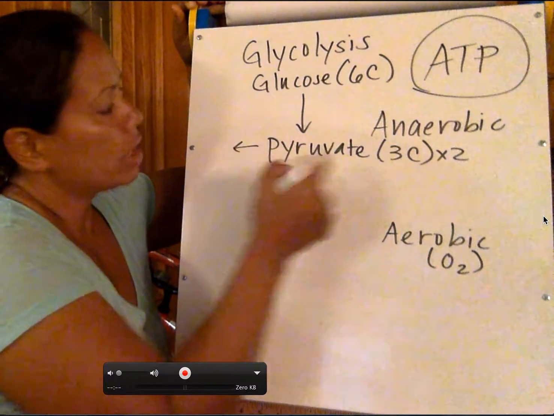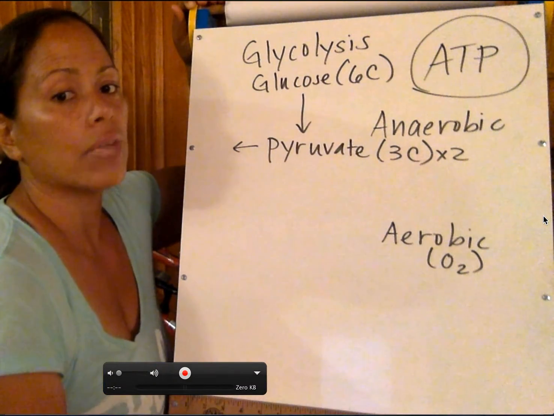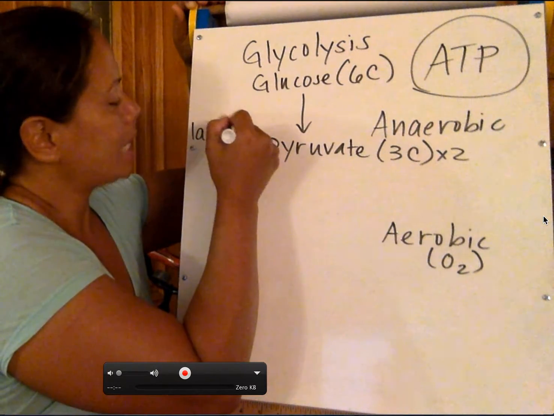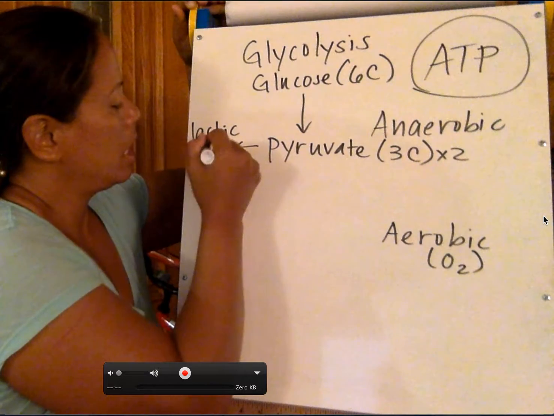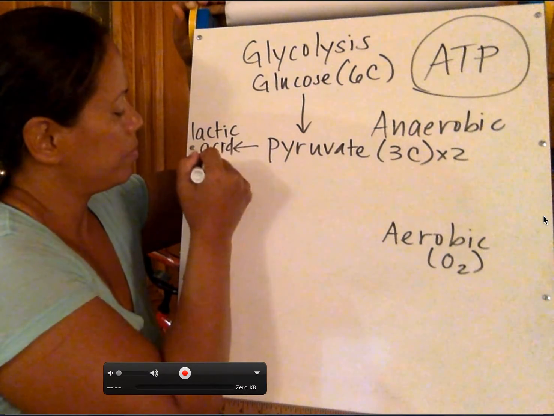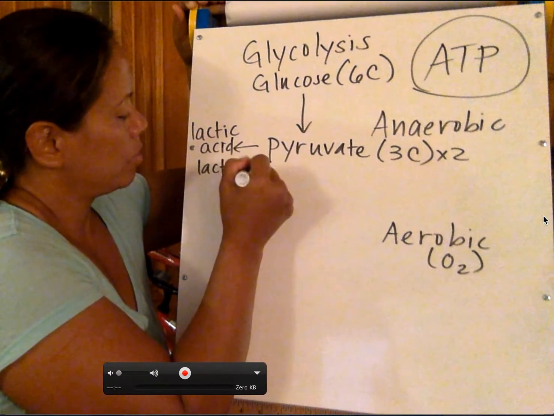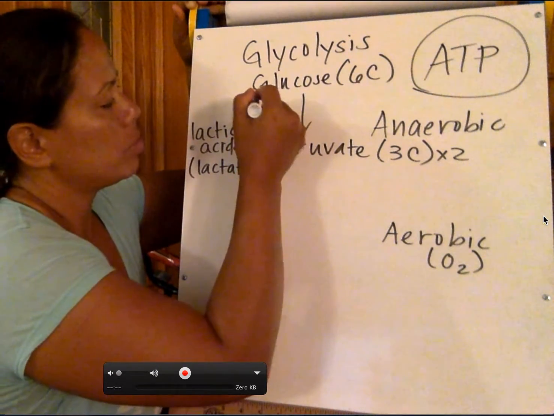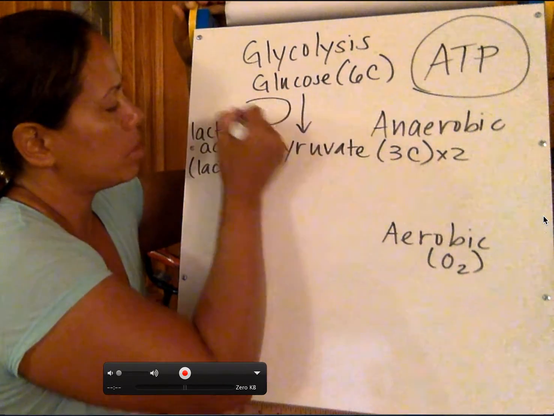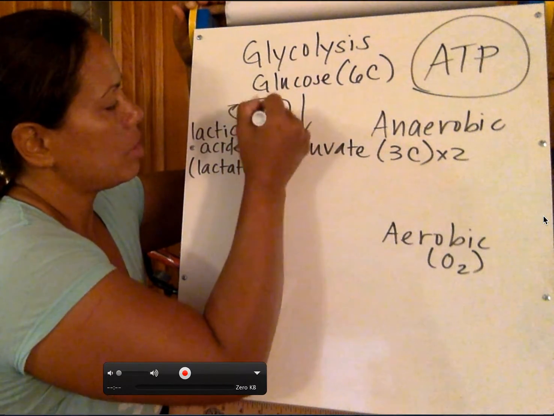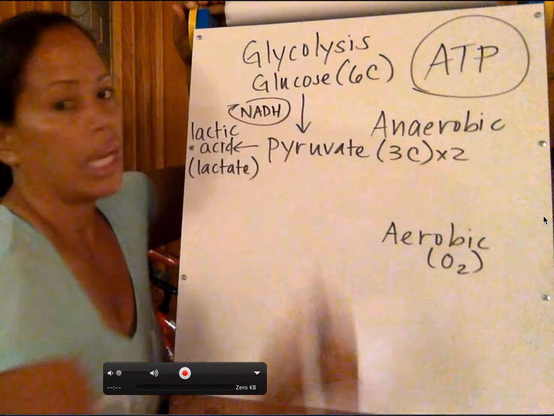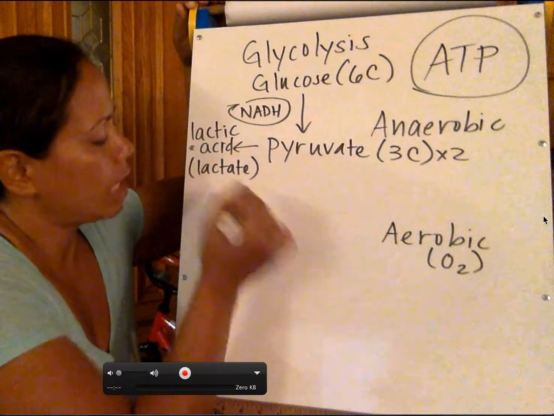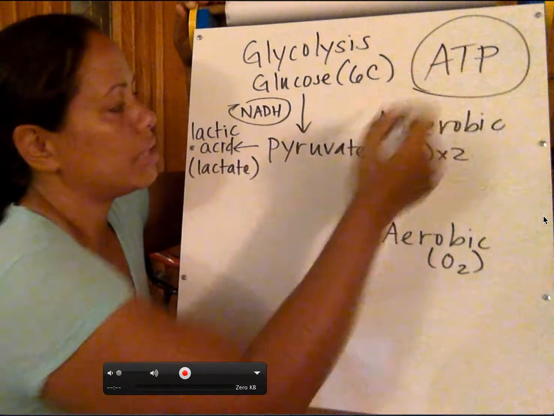If I do not have oxygen present in an anaerobic state or an activity that's anaerobic, I will build up something we call lactic acid, or we can just say lactate. If I have a lot of lactate, what lactate does is it helps to regenerate something called NADH. And NADH helps to carry hydrogens, and hydrogens will help to generate ATP.